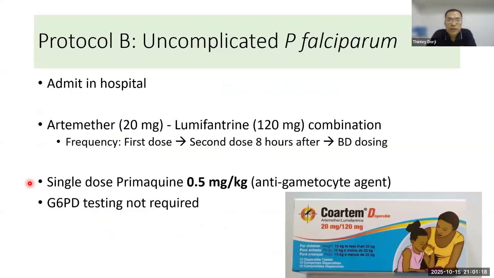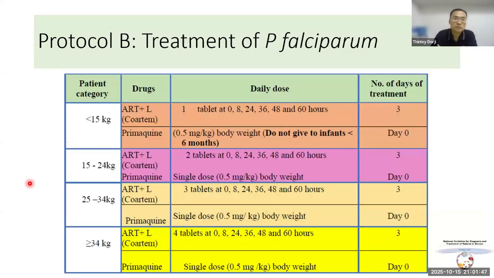Coming on to management of uncomplicated falciparum malaria, you need to admit the patient. The drug of choice here is artemether-lumefantrine, which is a combination dose. First dose, you need to give stat, and then the second dose should be given after 8 hours, and then subsequently BD dosing for a duration of 3 days. And in addition to this, you have to give primaquine, the same dose, 0.5 mg per kg, as an anti-gametocyte agent, but this will be a single dose, and there is no need for G6PD testing here.